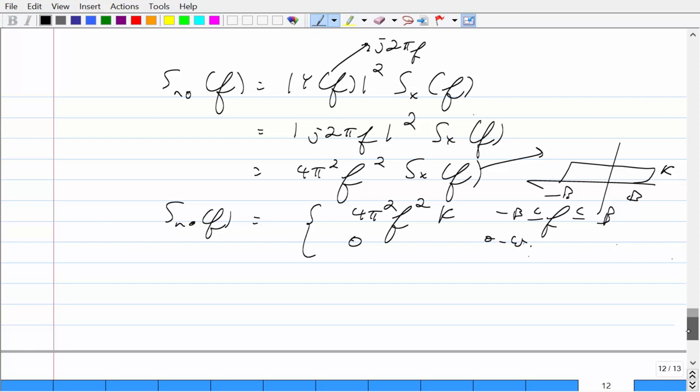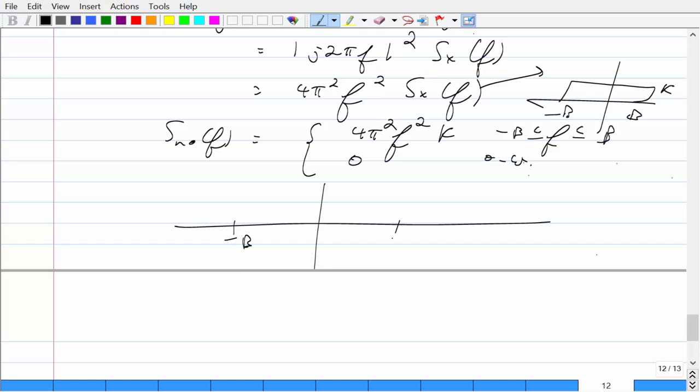If you want to take a look at this, it's just going to look like this. Between minus b and b, remember f squared is a parabola, so it's going to look something like this. The height here is going to be 4 pi squared b squared k, because when you substitute f equal to b, the height is 4 pi squared b squared k. So this is what your power spectral density would look like.